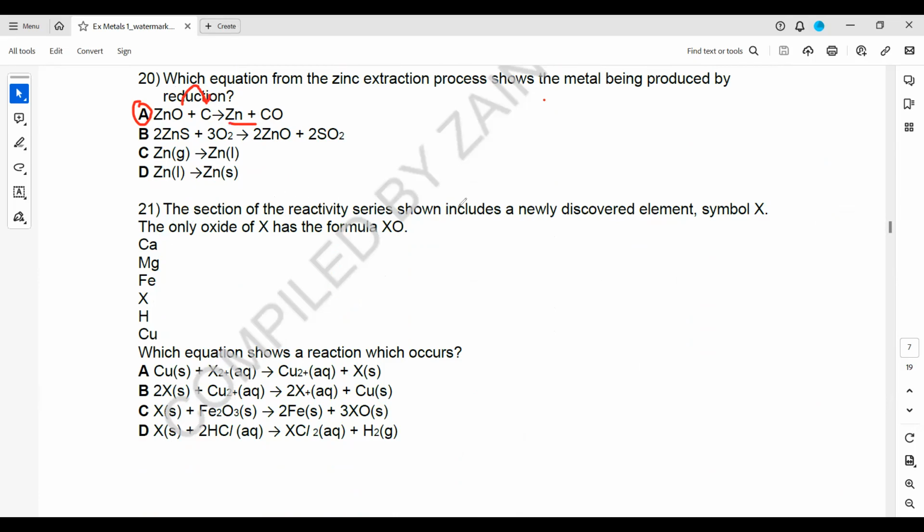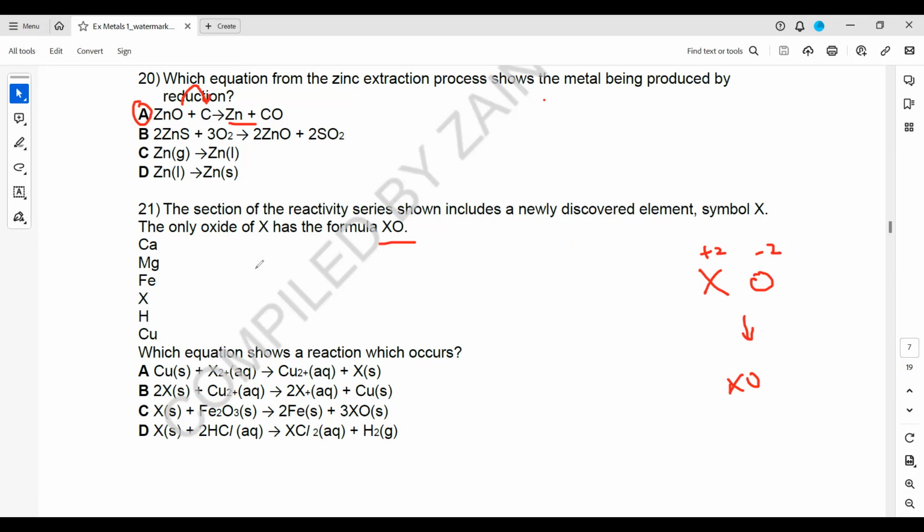The section of a reactivity series shown included a newly discovered element X. So this X is between iron and hydrogen, okay? The only oxide of X has a formula XO. So if the oxide has a formula of XO, oxygen has a valency of -2, so X should have a valency of +2 because they should have the same valency. Otherwise, if it was +1, then the formula should be X2O. But it is XO, which means the valency is +2.